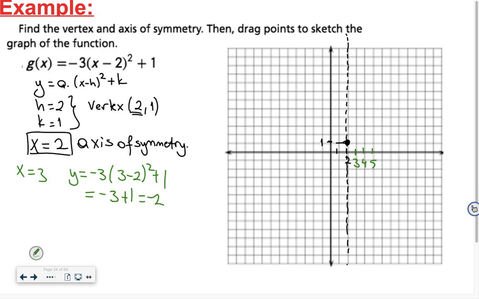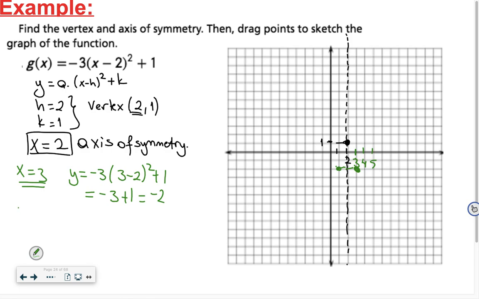What does this mean? If x coordinate is 3, y coordinate will be negative 2. Negative 1, negative 2 is going to be here. What is the symmetrical of this point? This is 1 unit far away. In the opposite direction, it is going to be 1 unit far away from the axis of symmetry. So these 2 points are symmetrical to each other.